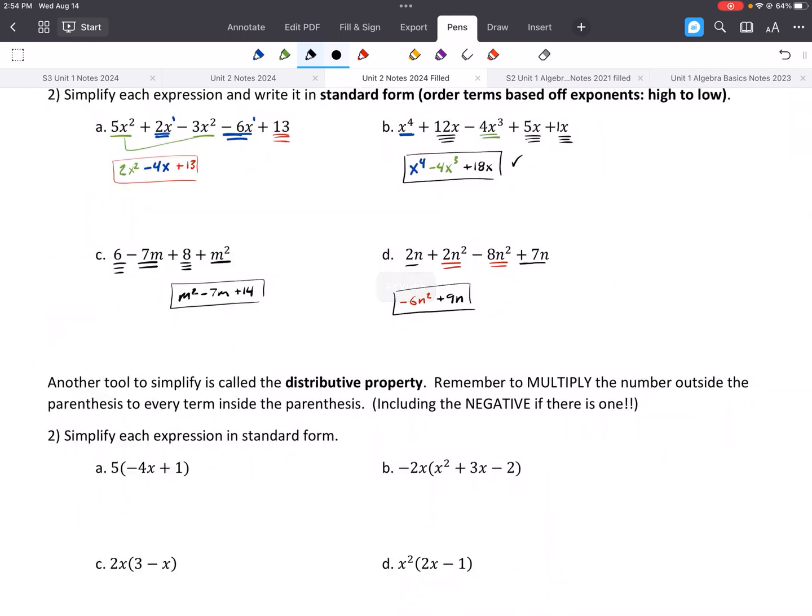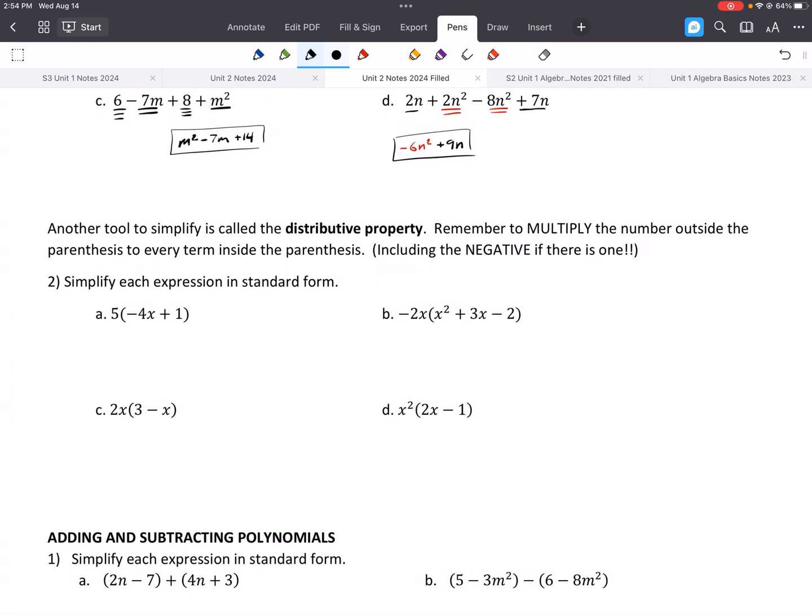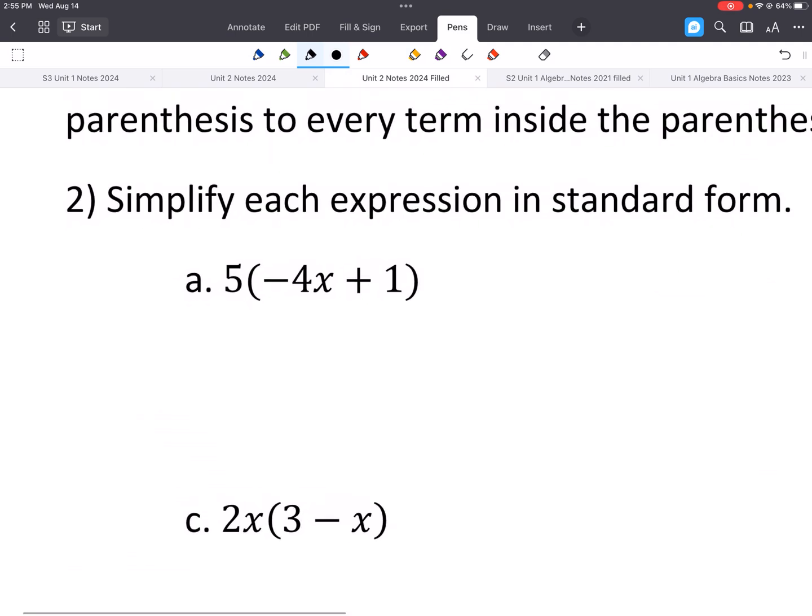All right, so now let's do some. Our next thing, before we get into adding and subtracting, another thing that we can do to simplify polynomials is we can distribute, use the distributive property. Just remember that when we distribute, we're just multiplying everything that's in front by everything that's inside.